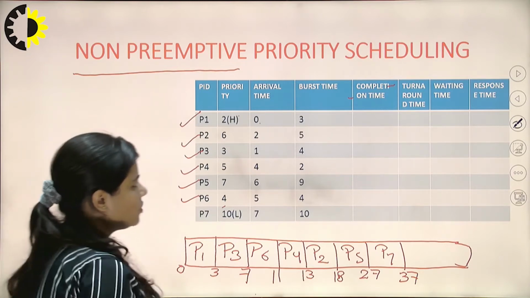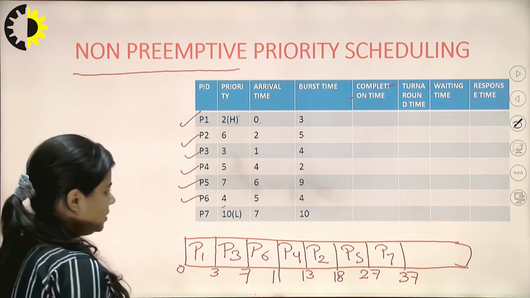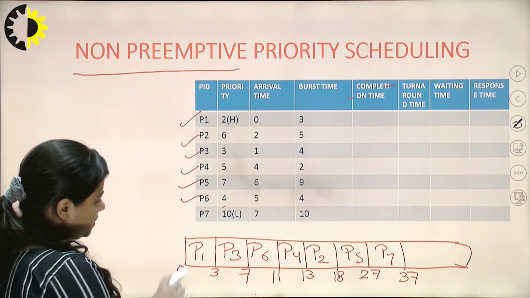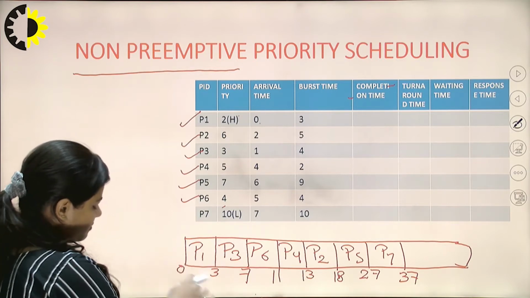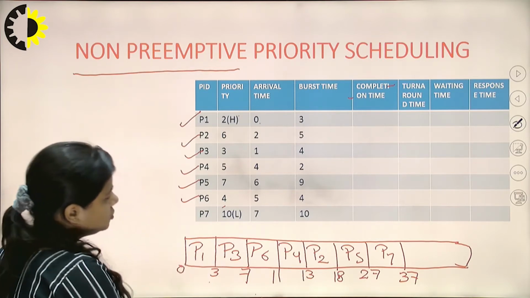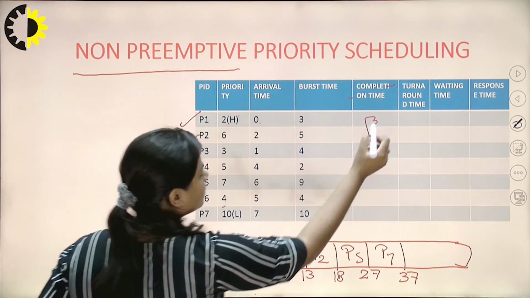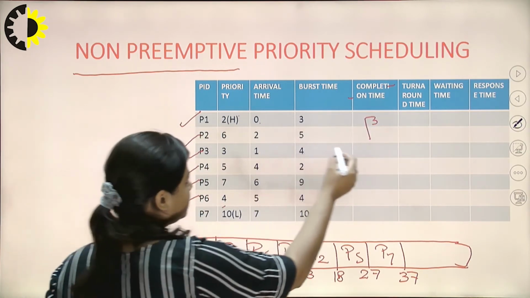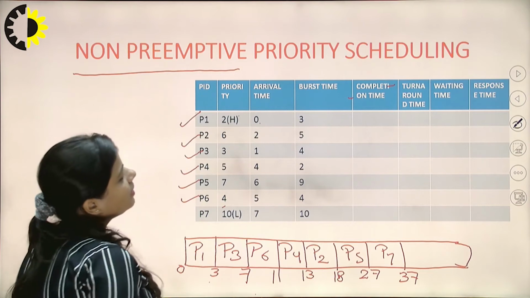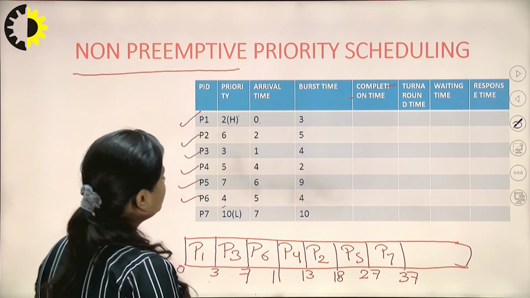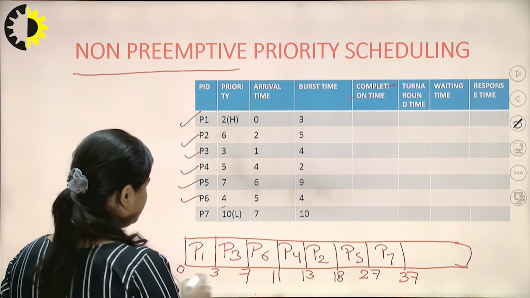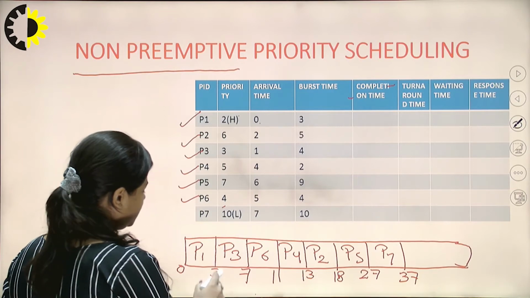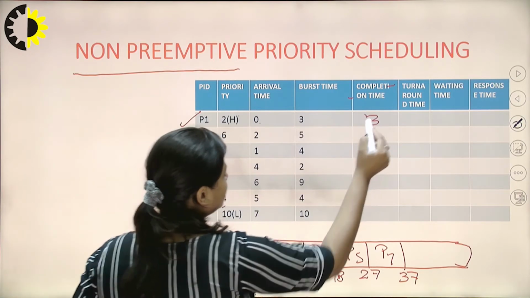Let's find out the completion time for P1. We can see in the Gantt chart that P1 is completed at the time of 3. So here we will write 3.